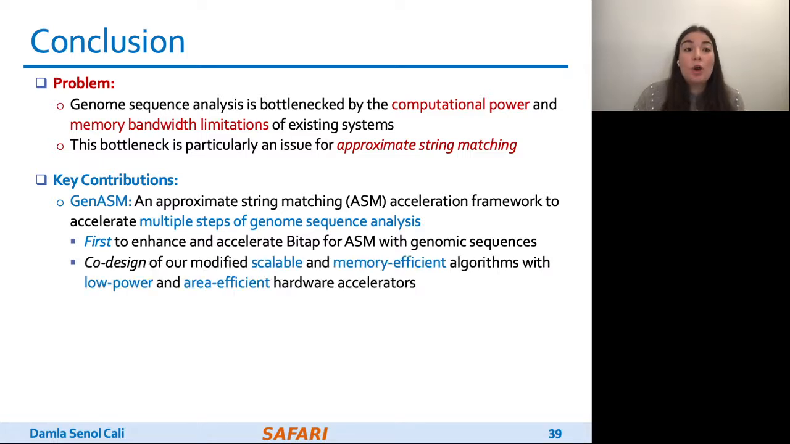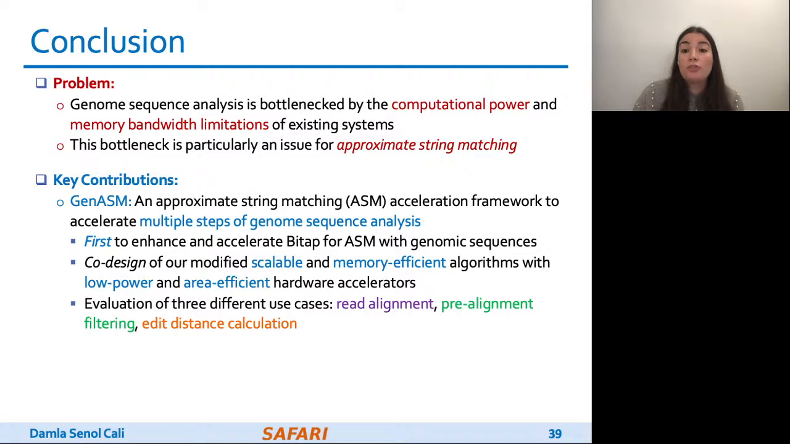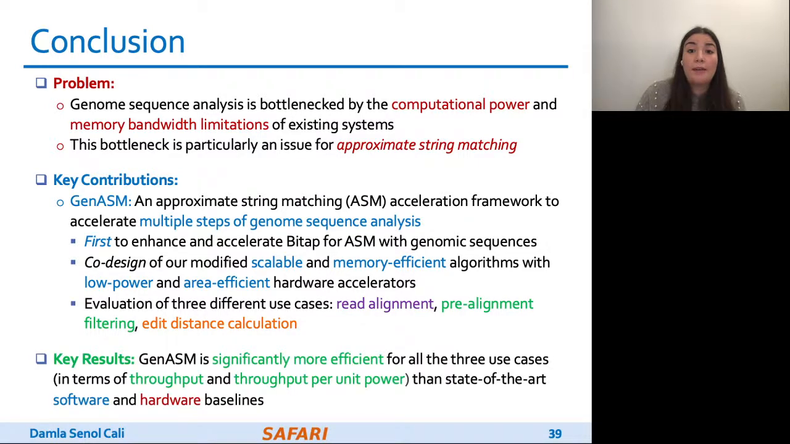In GenASM, we co-design our modified, scalable, and memory-efficient algorithms with low-power and area-efficient hardware accelerators. We evaluate 3 different use cases and show that GenASM is significantly more efficient for all 3 use cases in terms of both throughput and throughput per unit power than state-of-the-art software and hardware baselines.